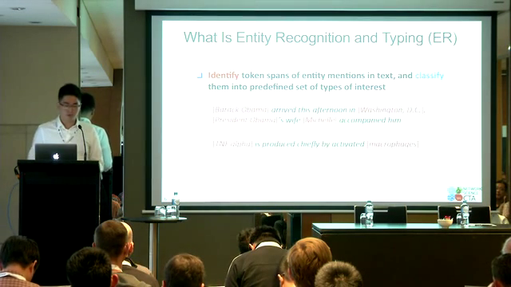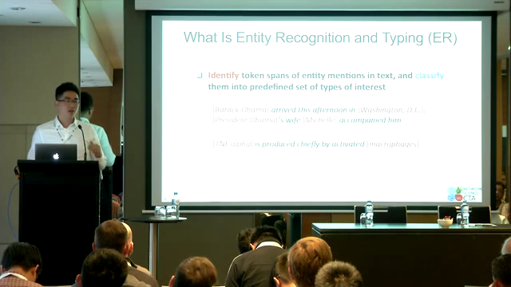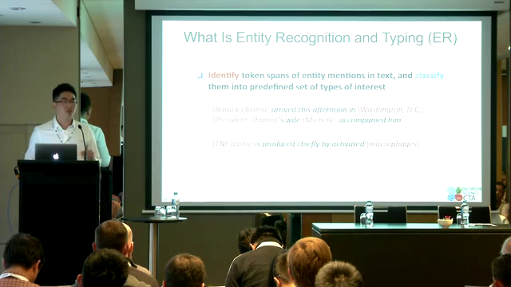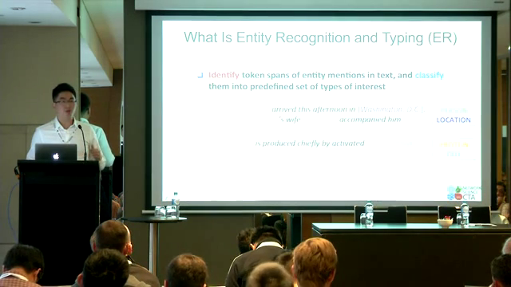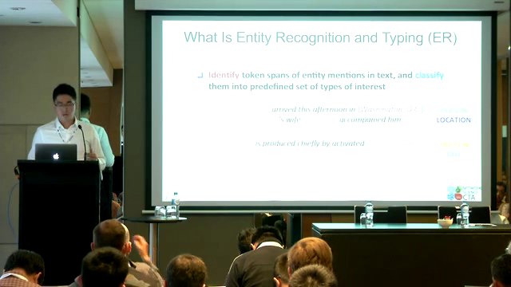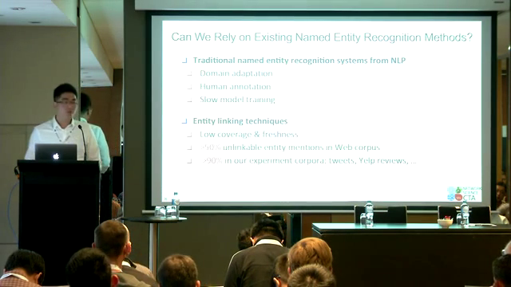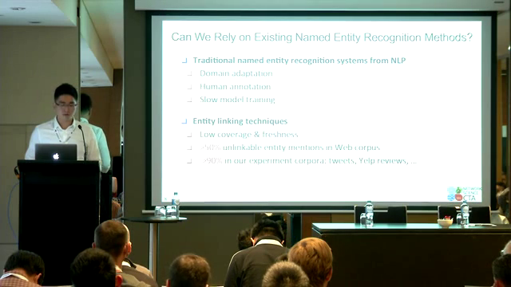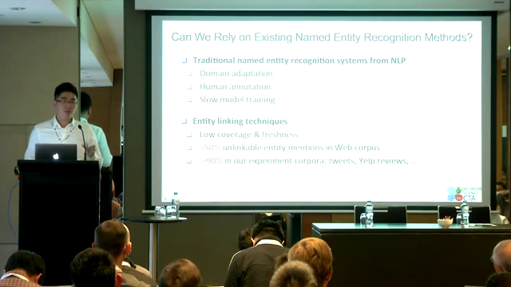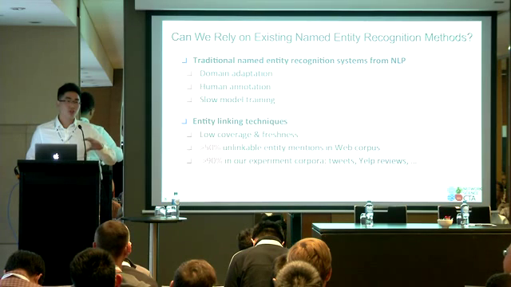So for people who are not familiar with entity recognition and typing, it's simply recognizing the token spans of the entity mentions from text and then classifying them into some predefined categories. For example, person or location for a news corpus, or protein or cells for biomedical documents. And if we look back at the existing work on the NER problem, NLP people have the traditional way. They design a lot of systems for entity recognition and typing, but they usually work on just general types like person, location, organization, time, or event.